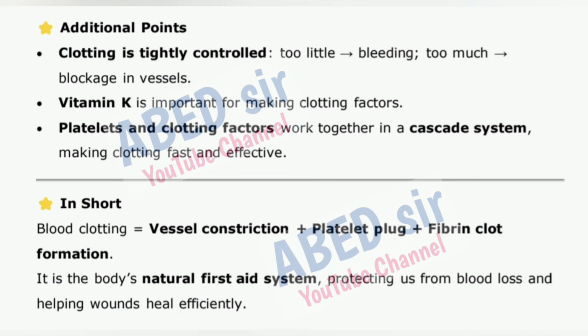Additional points. Clotting is tightly controlled: too little means bleeding, too much means blockage in vessels. Vitamin K is important for making clotting factors. Platelets and clotting factors work together in a cascade system, making clotting fast and effective. In short, blood clotting equals vessel constriction plus platelet plug plus fibrin clot formation. It is the body's natural first aid system, protecting us from blood loss and helping wounds heal efficiently.